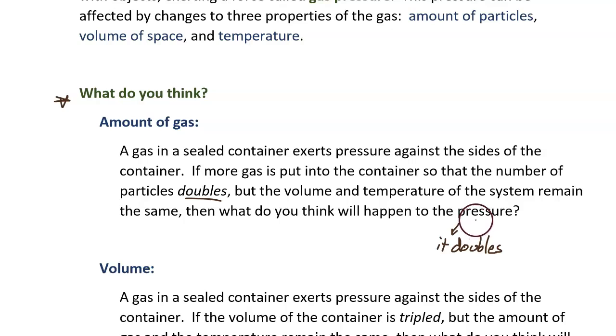The answer is that the pressure doubles. If there are twice as many particles in a container, all moving about, then twice as many particles will strike the sides of the container, exerting pressure. There will be twice as much gas pressure.